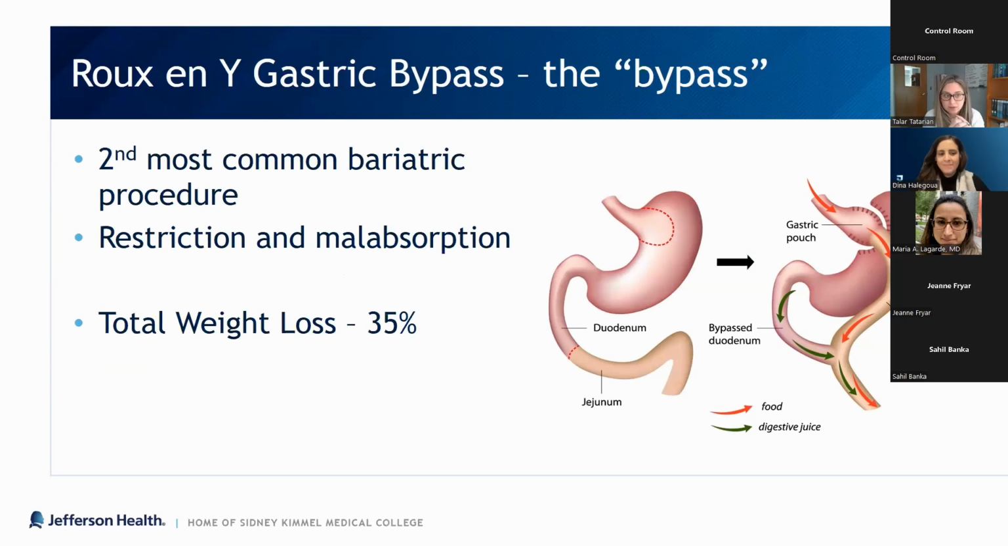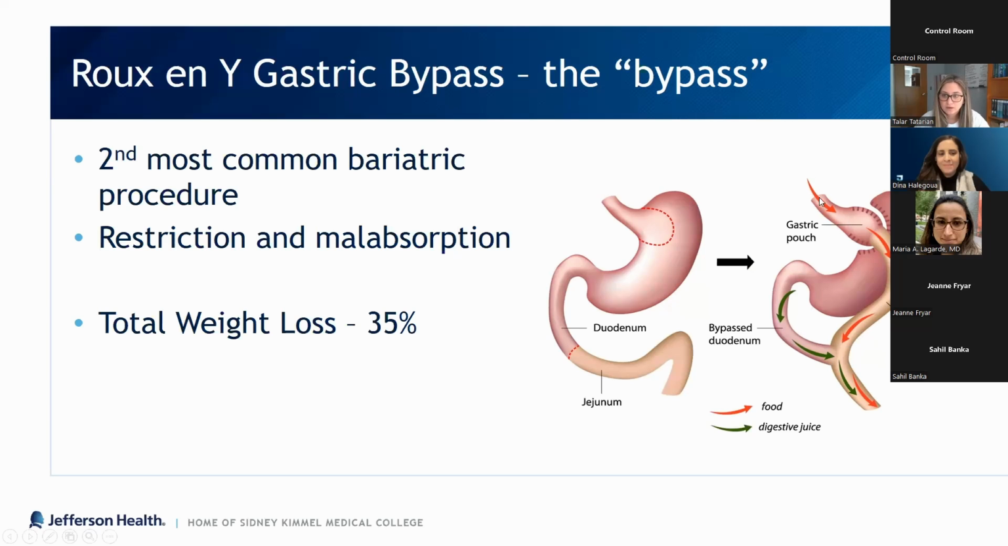This is the second most common bariatric procedure, performed probably in about 40% of cases. And the difference here is that we're restricting the stomach size, but by also adding in the small intestine and hooking it up to that new stomach, you're causing malabsorption. So here on the right-hand side, you can see where the new stomach has been created and a piece of small intestine has been brought up and connected to it.